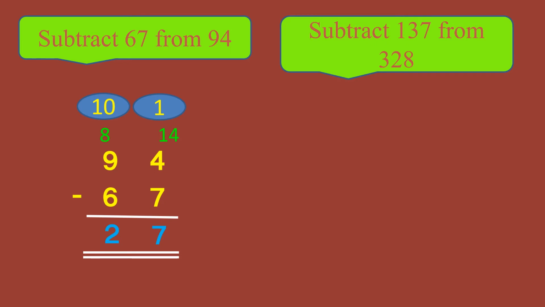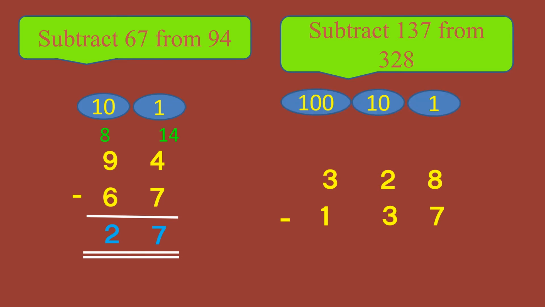Subtract 137 from 328. So once again, we'll write the question properly. 328 minus 137. So once again, we'll write the place values. Digits 8 and 7 should be written under ones place. Digits 2 and 3 should be written under tens place. Digits 3 and 1 should be written under hundreds place. Right, so we'll start with ones place.